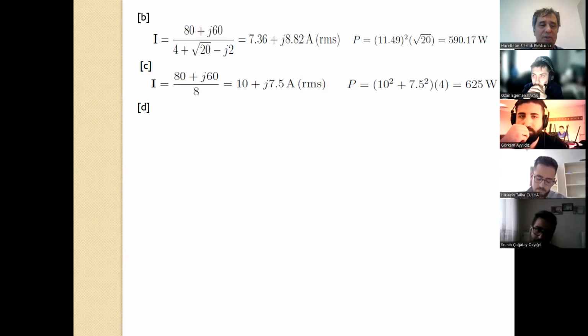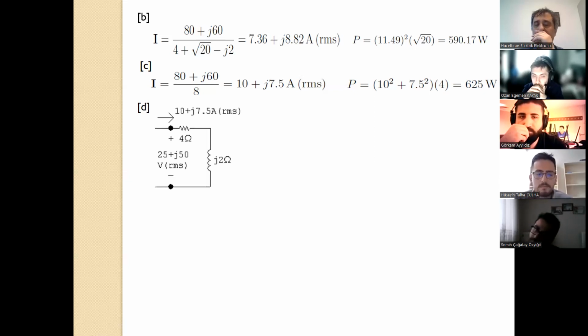Part D, now you add the load 4 ohm plus J2, because our Thevenin equivalent is 4 minus J2. So a complex conjugate load is added to the terminal, to the right-hand side. We know the current. If we know the current, we know the voltage as well on this output node.